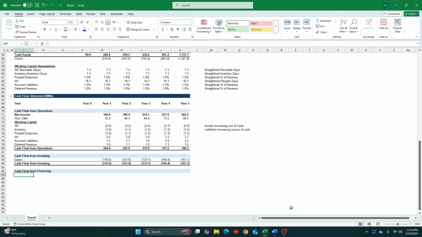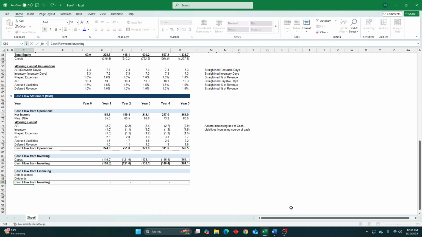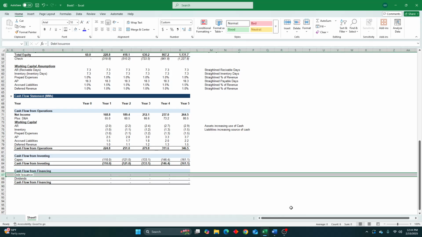And so you can have a bunch of different things. You can have debt issuance, you can have dividends, you can have repurchases, you can have a lot. But we actually don't have anything that's going to fall under this just because we have no financing activities. So I'll paste in a few things, but we're just going to leave this blank, or we're going to zero these out. 0, and we'll paste it over. And so our cash flow from financing is going to be 0.